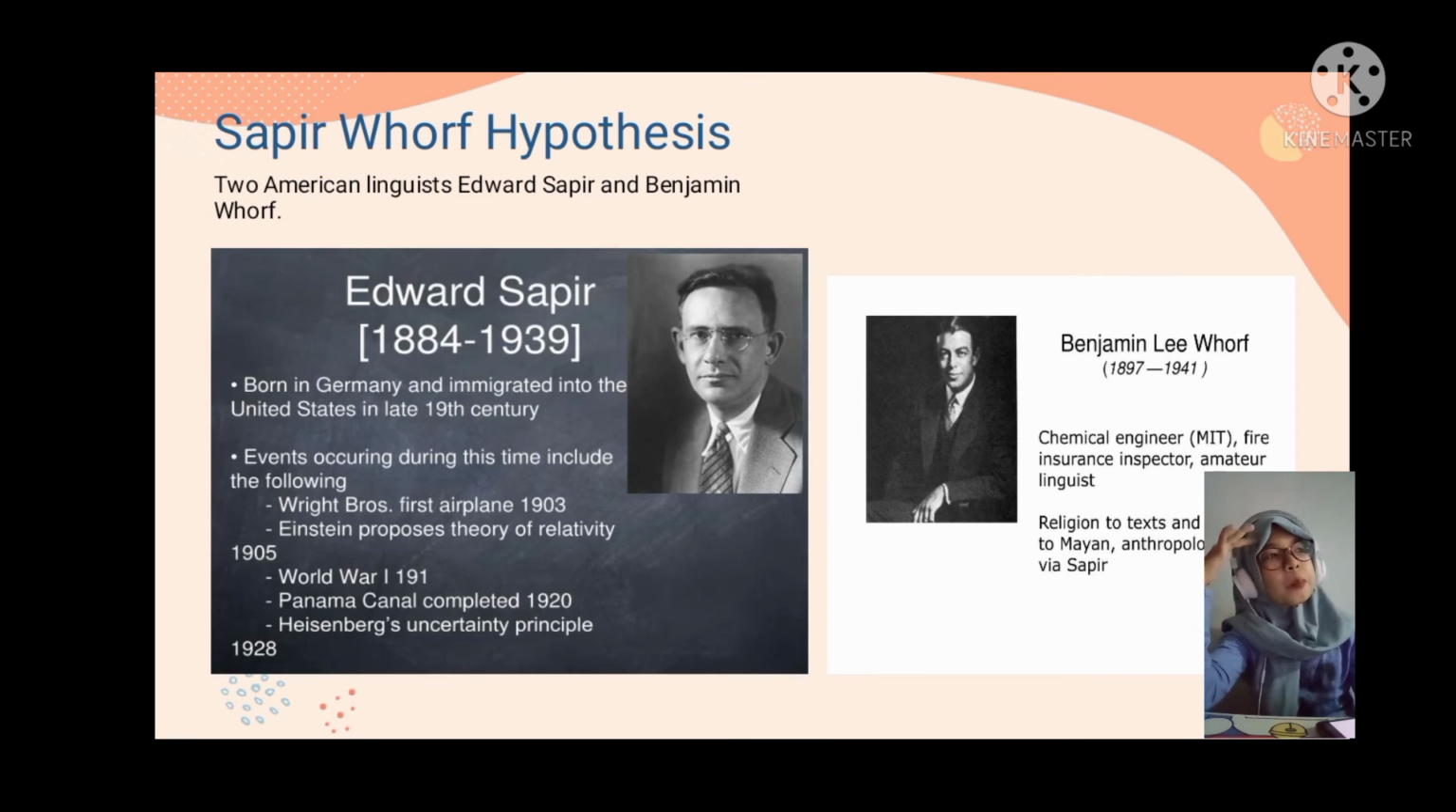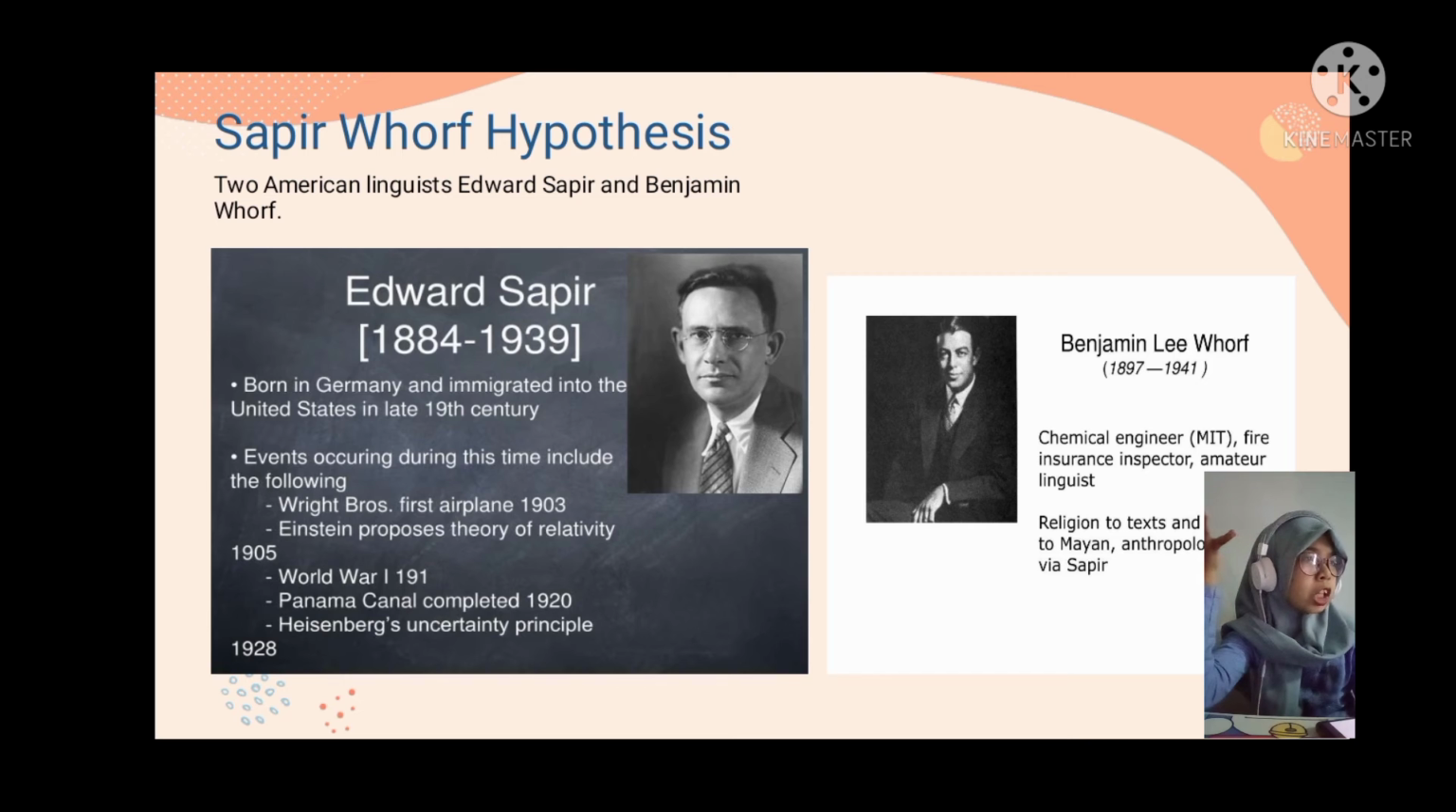Here we have the Sapir-Whorf hypothesis. It is from two American linguists, Edward Sapir and Benjamin Whorf. They are experts on language and culture that we will discuss in this discussion. So Edward Sapir, you can see on the slide, was born in Germany and immigrated into the United States in the late 19th century.